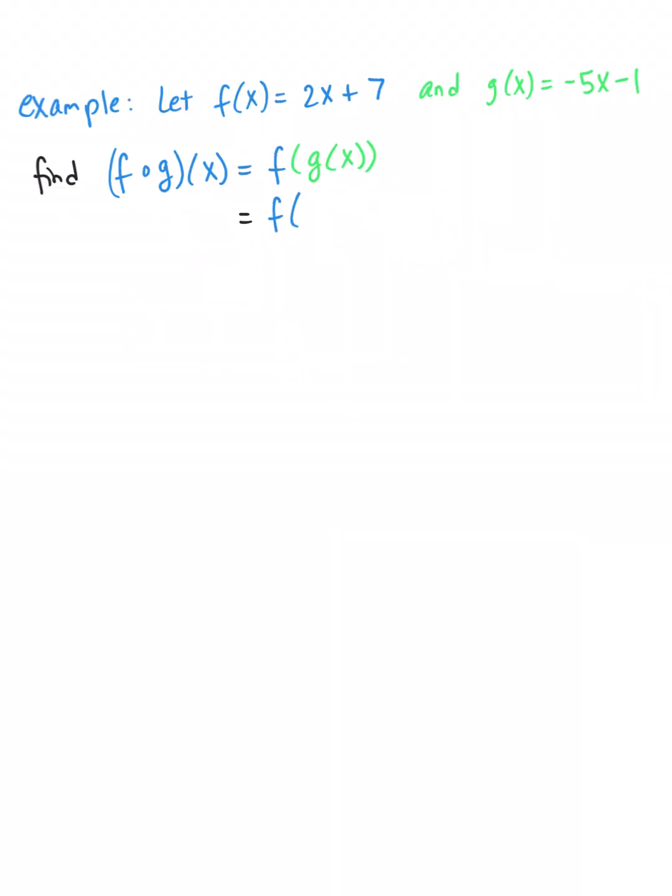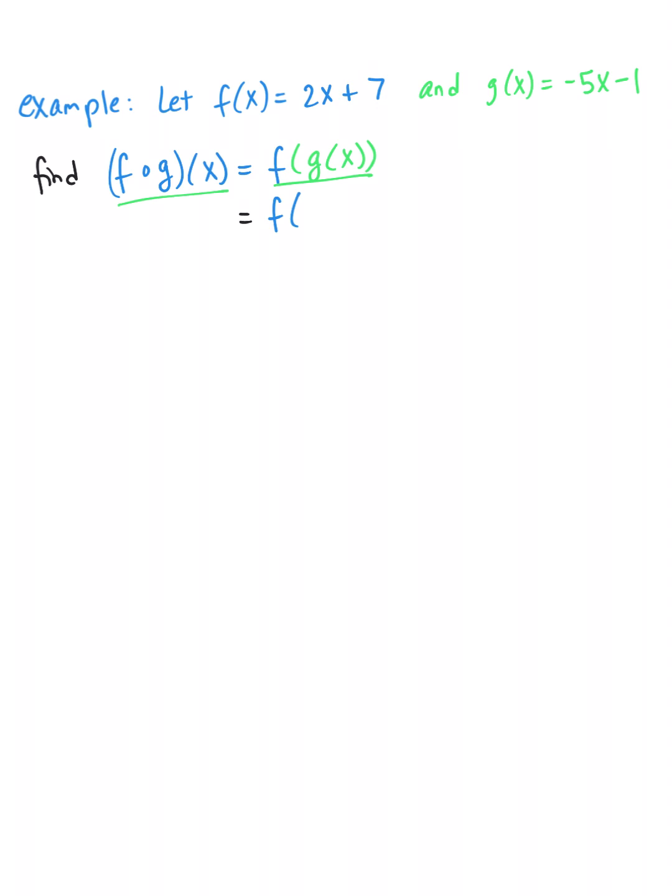Our second example is let f of x equal 2x plus 7 and g of x equal negative 5x minus 1. Let's find f of g of x. So remember, if you see this notation here, you probably want to rewrite it like this. It's just a little bit easier to know what to do. So if you feel like you're ready, you can pause this video and try it yourself and then check your work.